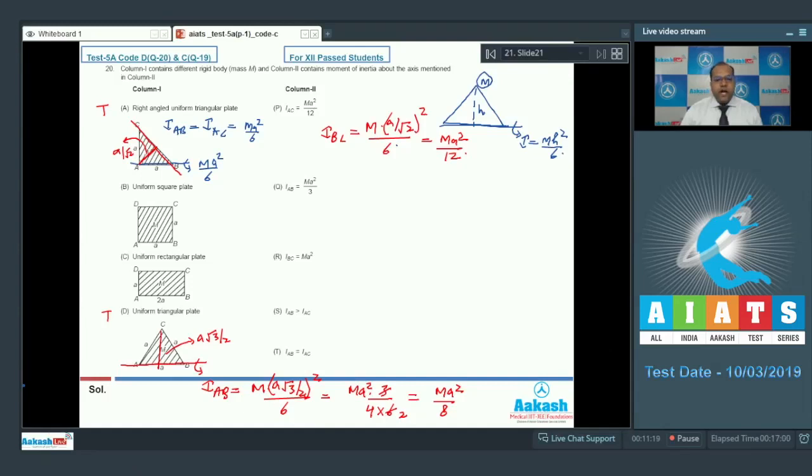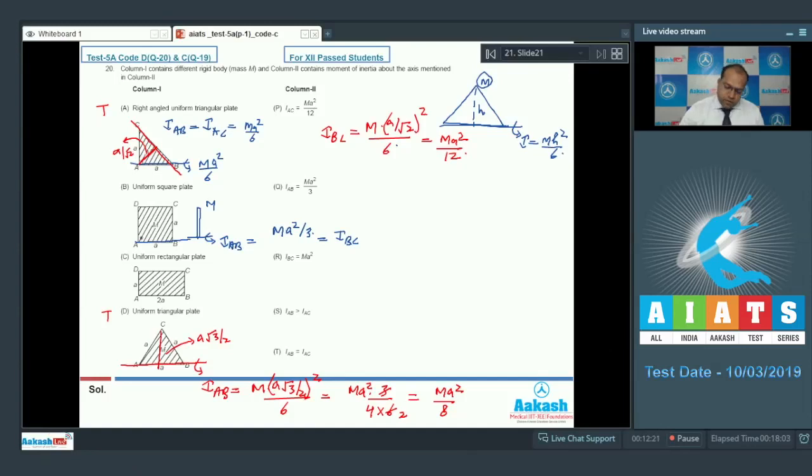Now if I check the entry B, I have to calculate the moment of inertia about AB. To do that, I can consider it as a rod of mass m, and that can be calculated as ml square by 3, so m into a square by 3. And this is the moment of inertia same also about BC.